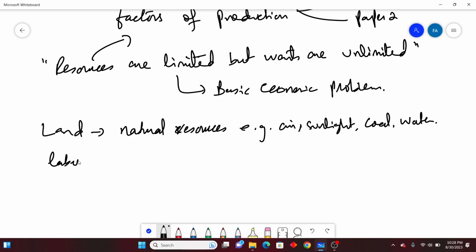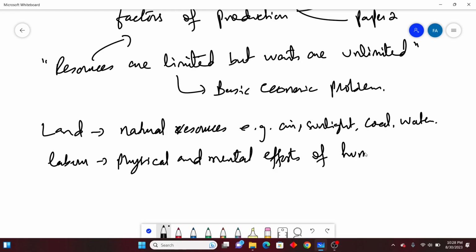If we talk about labor, we say that it is the physical and mental efforts of human beings. This is very important. Maybe a manager is making some mental efforts. A labor who is just a waiter in a restaurant may be doing some physical work.